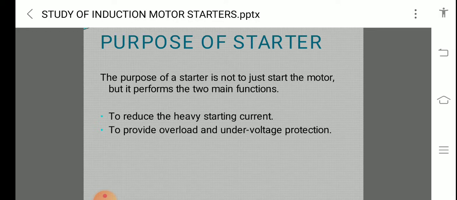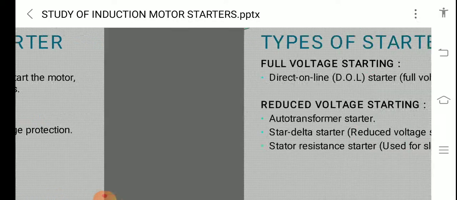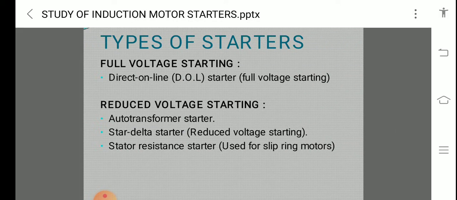A starter is a device which is basically used to limit the high starting current by applying reduced voltage to the motor at the time of starting. The purpose of a starter is to reduce the high starting current and to provide overload and under voltage protection. Next, let's see the types of starters. The types of starters are direct online starter, auto transformer starter, star delta starter and stator resistance starter.